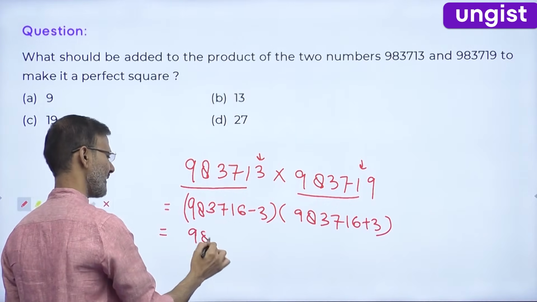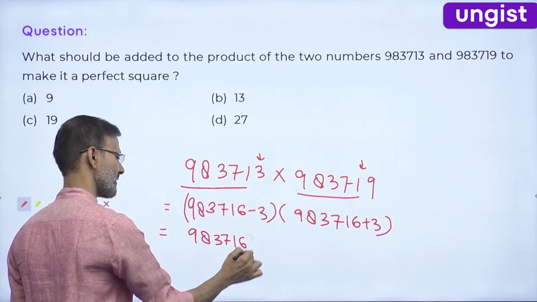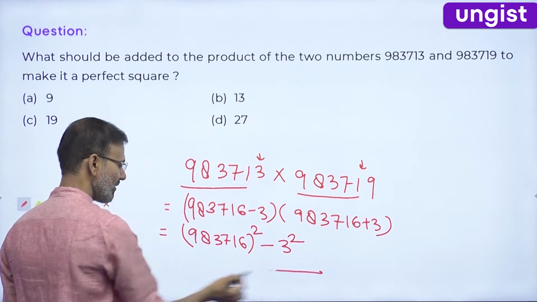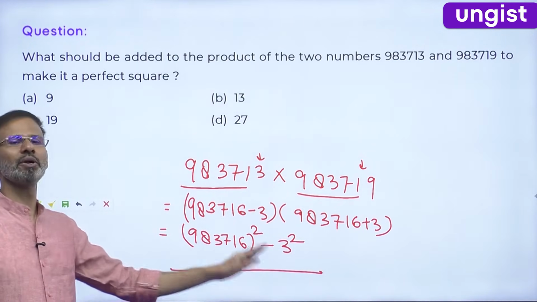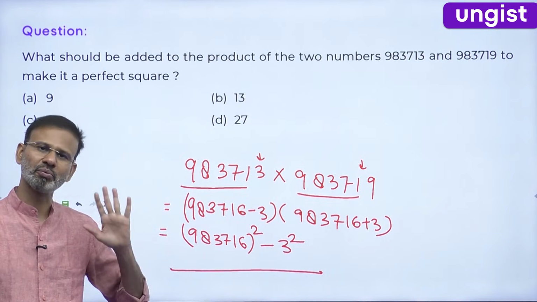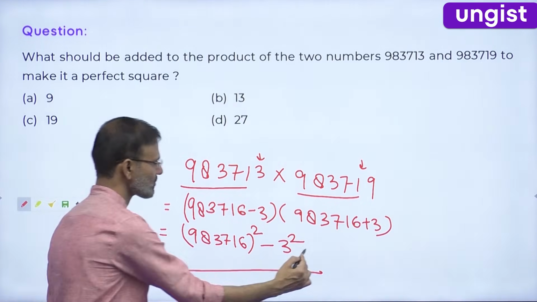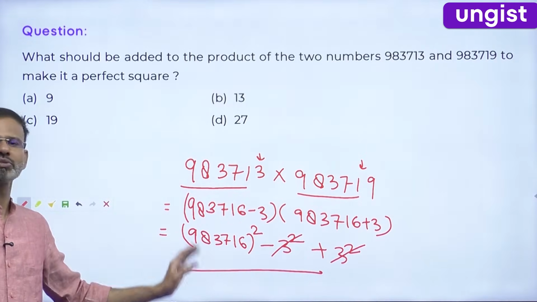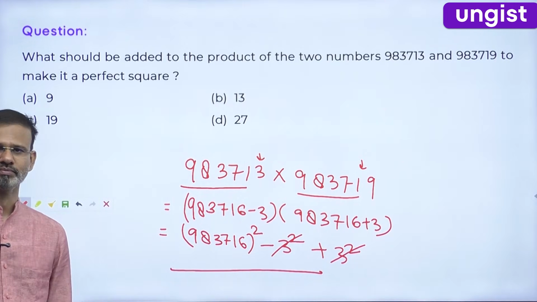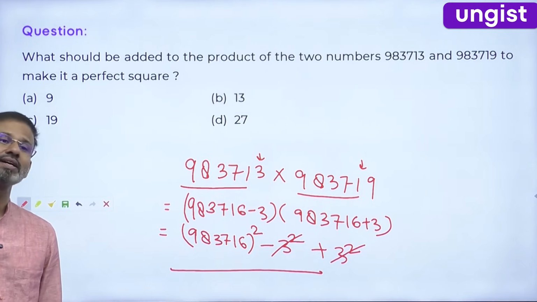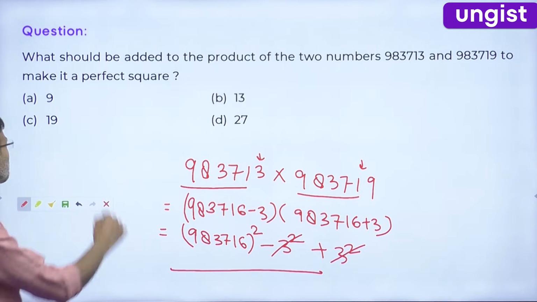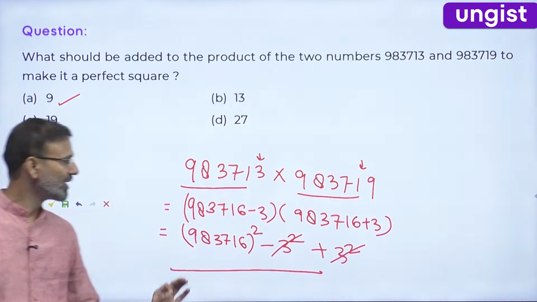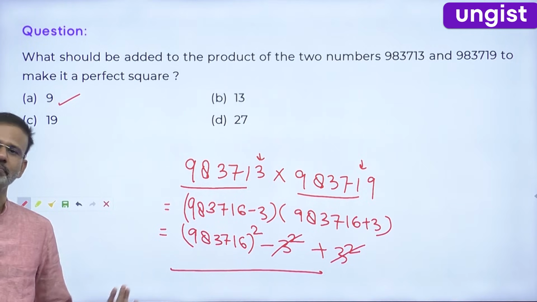So this is 983,716 square minus 3 square, right? So everyone, what should be added to this expression so that only a perfect square is left? So you will add 3 square to this expression. This will cancel and this perfect square is left. Correct, everyone? What is the answer? Answer is 9. Hope it is clear, everyone. This is a very good application of your a square minus b square concept.